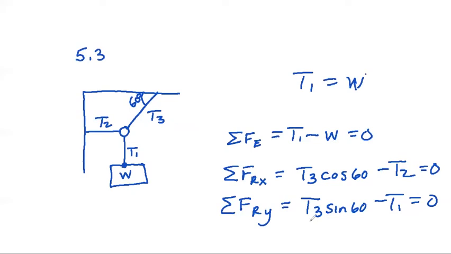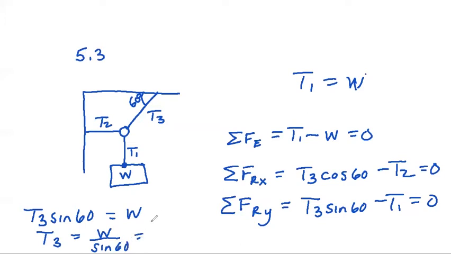T1 equals W. I'm going to go back here, and I'm going to write T3 sine 60 equals W. So T3 is going to equal W divided by sine 60. And your book gives me that value of 1.2 W. I've got T3 now, so I can go back to this expression and solve for T2.